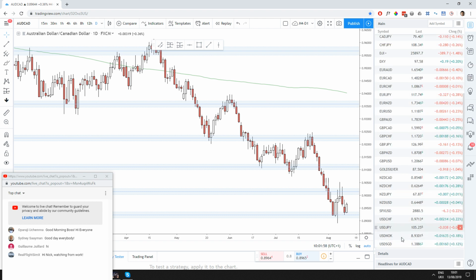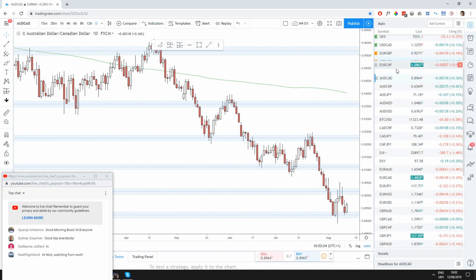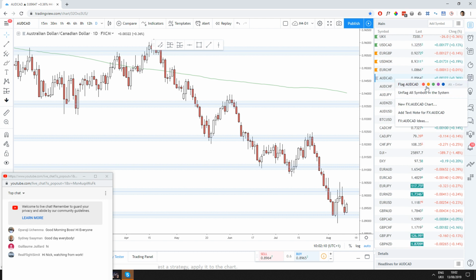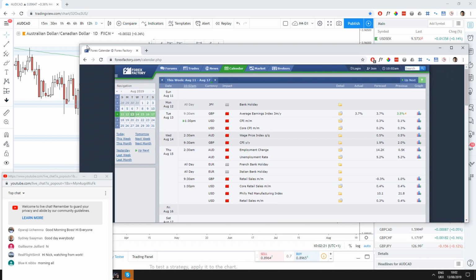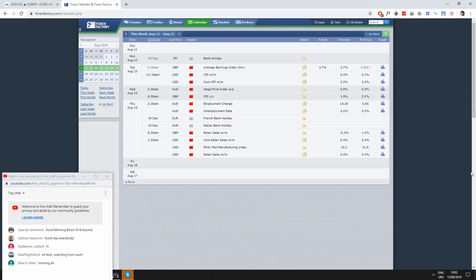EURGBP, USD NOK. But I think a lot of these didn't turn into actual tradable setups. They were just potentials that kind of fizzled out. Final one was CAD, which is actually at the top of the list already. Nice. And we're also going to take a quick look at the news, see what we have upcoming this week. But it's a pretty slow news week this week.